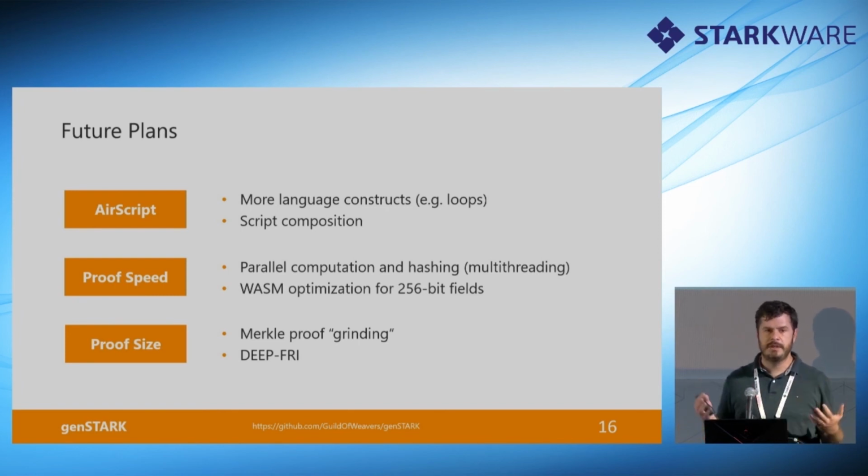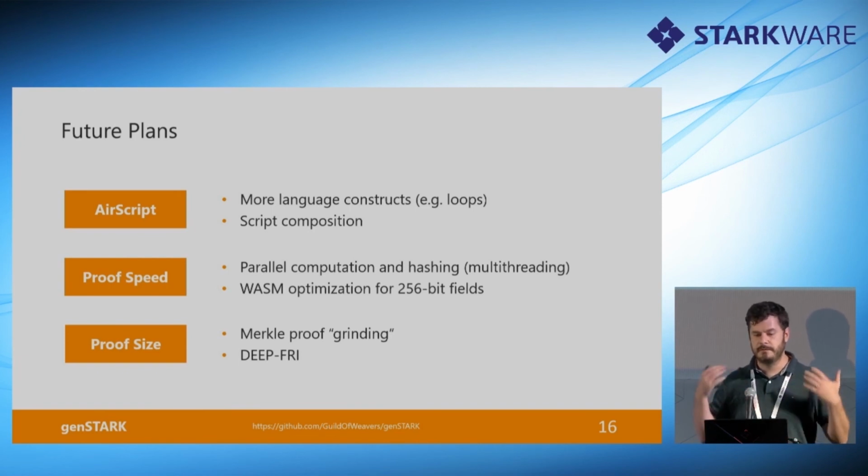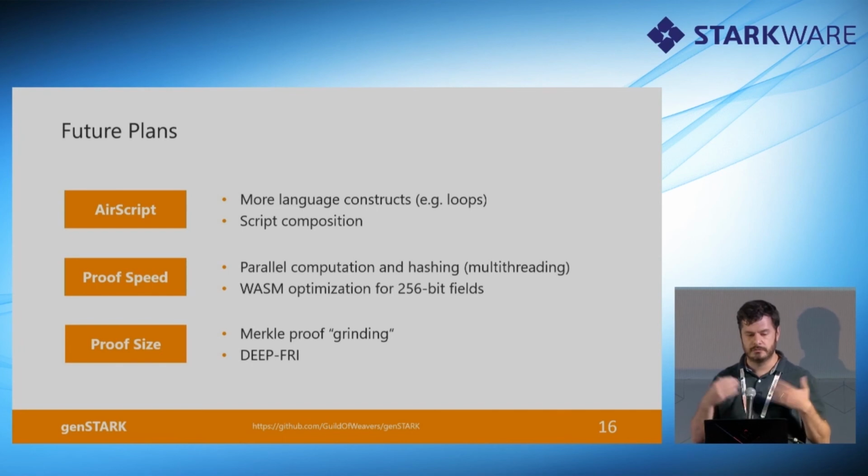And then the big thing with Starks in general is that they're hugely parallelizable, and right now it's all running in a single thread. Moving it to a multi-threaded environment would give much, much more benefit in reducing the proof time.